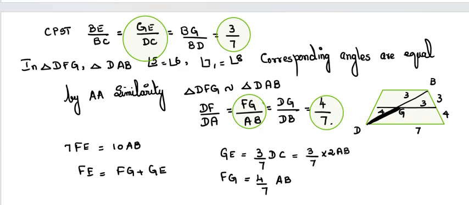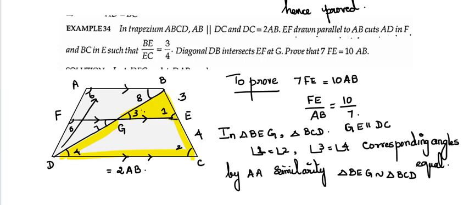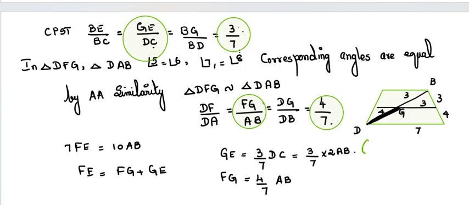Ma'am, can you explain it from GE is equal to 3/7 DC? GE by DC is 3/7. Cross multiply. DC into 3/7. Ma'am, how did you get 3/7 into 2AB? In the beginning of the sum they gave DC equal to 2 times AB. Sorry, ma'am, I didn't see that. So, given, I will write it here. Given DC equal to 2 times AB.